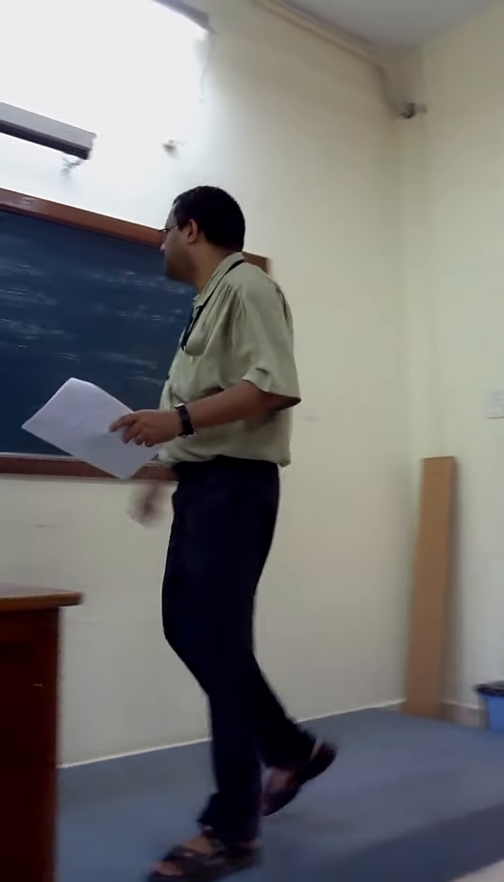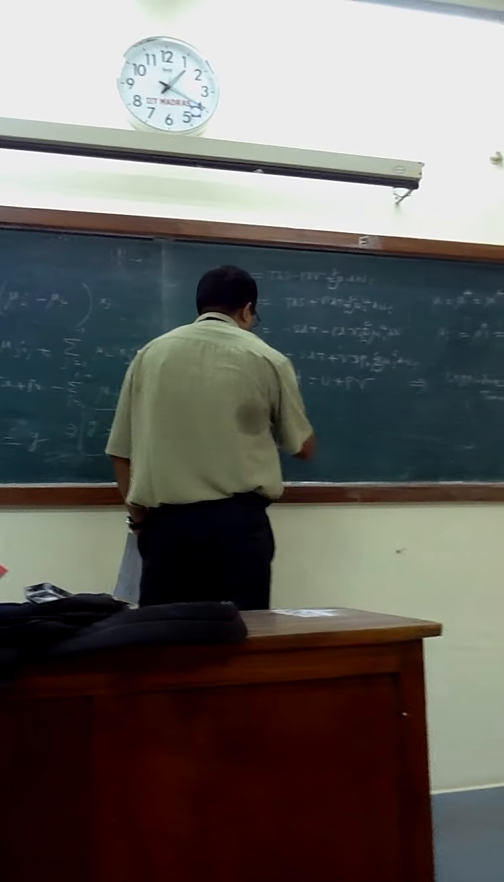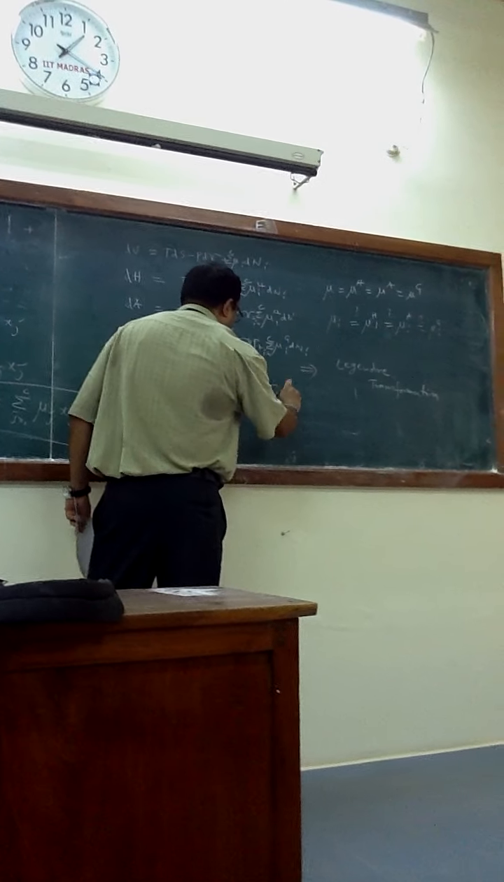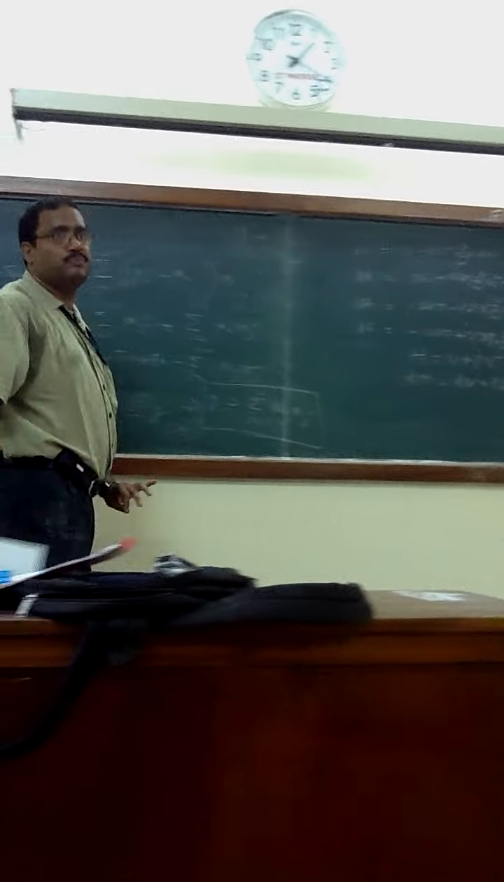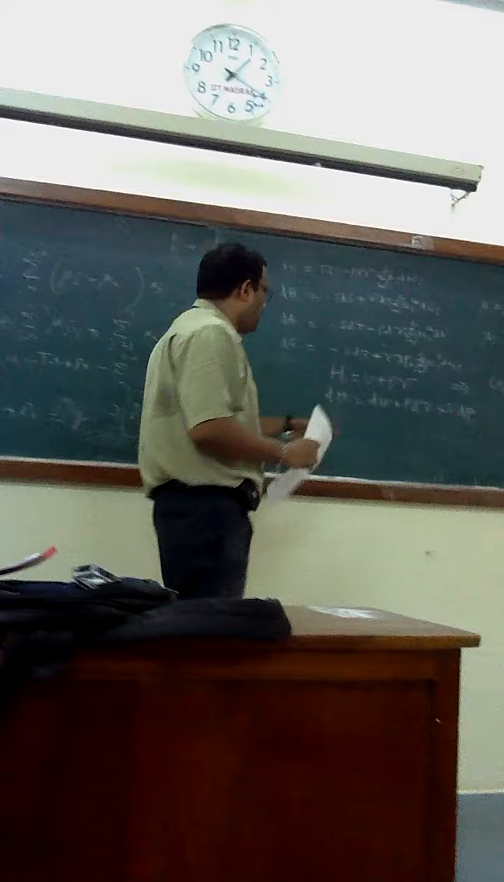And how to prove it? The same format, same way. If you look at your whole classwork, dH equals dU plus PdV plus VdP. Am I correct? Yes. And then dU equals what?